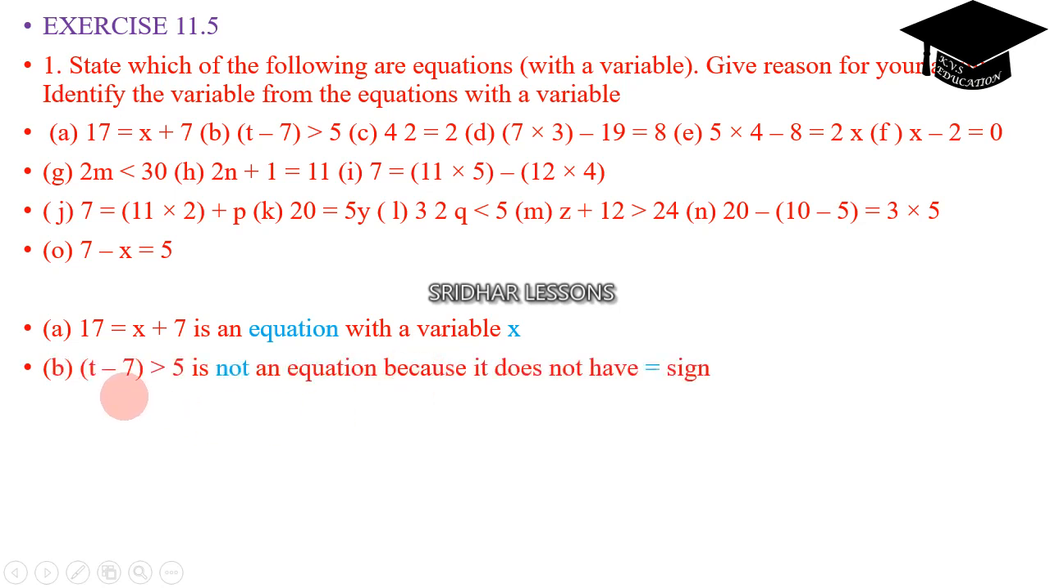Question B. t - 7 > 5. This is not an equation because it doesn't have the equal symbol. It has the greater than symbol. Question C. 4/2 = 2. This is not an equation because it has no variable. It is a constant.